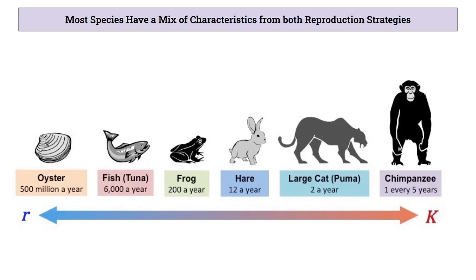Now, most organisms don't fit into a neat category like 100% R or 100% K. Typically, you have organisms that kind of fall on the spectrum. So like an oyster, which will have 500 million offspring per year, is a stereotypical model of an R-selected. Chimpanzee, which reproduces once every 5 years, is a pretty stereotypical example of a K. But you have a lot of organisms in the middle that have characteristics of both. So you have like this frog and hare, which kind of follow both paradigms.